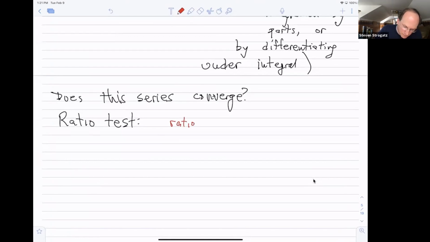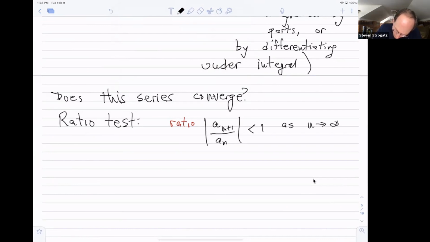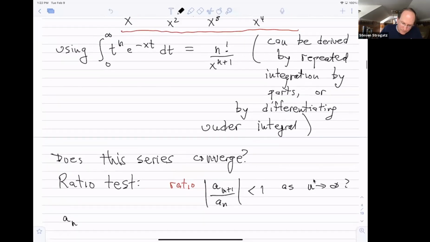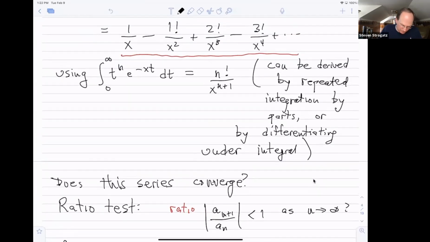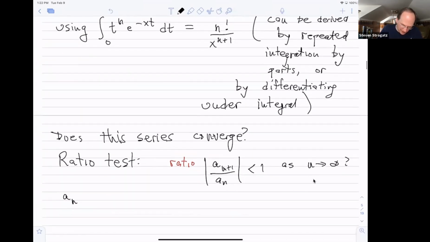Maybe I don't really need to stay there in red, but the ratio I could look at is a_{n+1} over a_n. And remember, the ratio test is you're supposed to look at the absolute value of that and then ask, does that become less than 1 as n goes to infinity? So let's check if it does. The a_n in this case for our series above, just consulting it again, is of the form (n minus 1) factorial over x to the n.